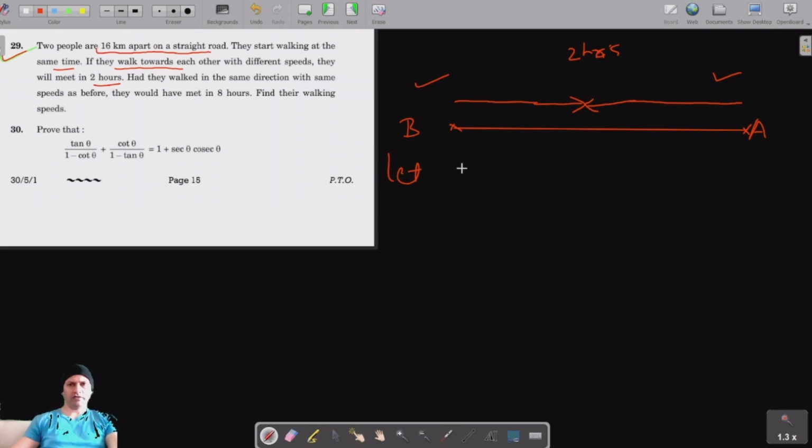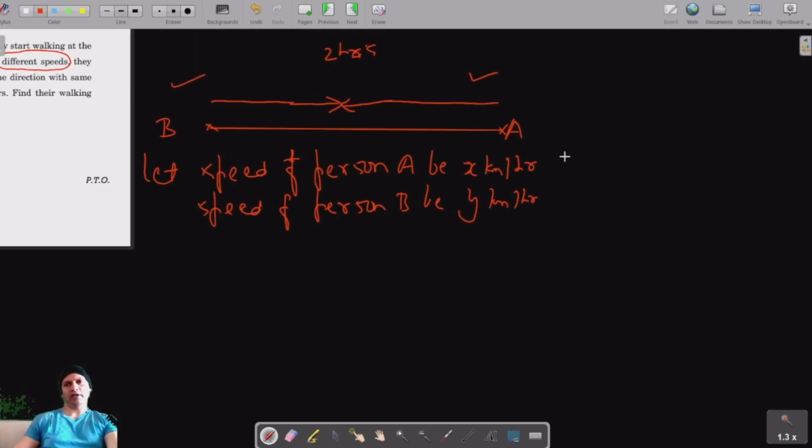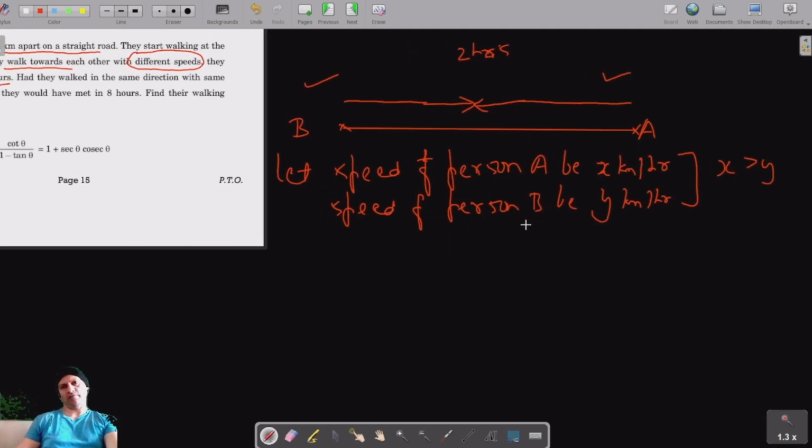Now let the speed of person A be X kilometers per hour. And it's given that they are moving with different speeds, so that means someone is walking faster than the other. So let's say X is the greater speed, and let the speed of person at point B be Y kilometers per hour. In this case, we are considering that X is greater than Y.